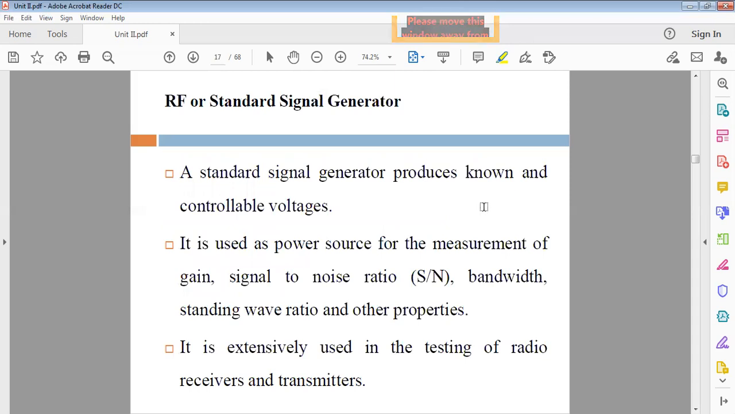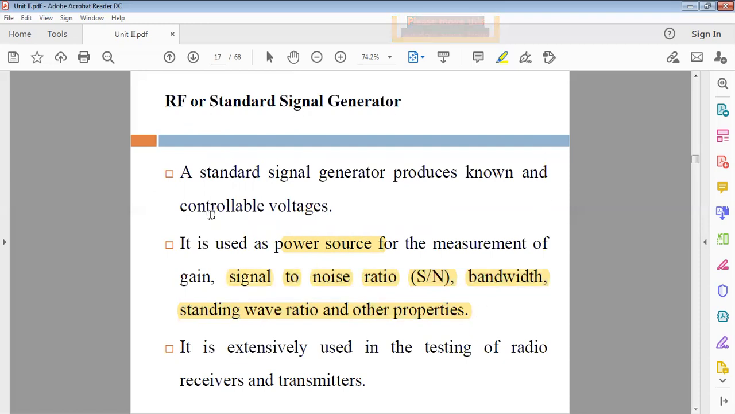Next, moving to the next one, we have RF or standard signal generator. A standard signal generator is mainly used to produce known and controllable voltages. And when we are using this standard signal generator as a power source, it is used for the measurement of signal to noise ratio, bandwidth, standing wave ratio, gain, and other properties.